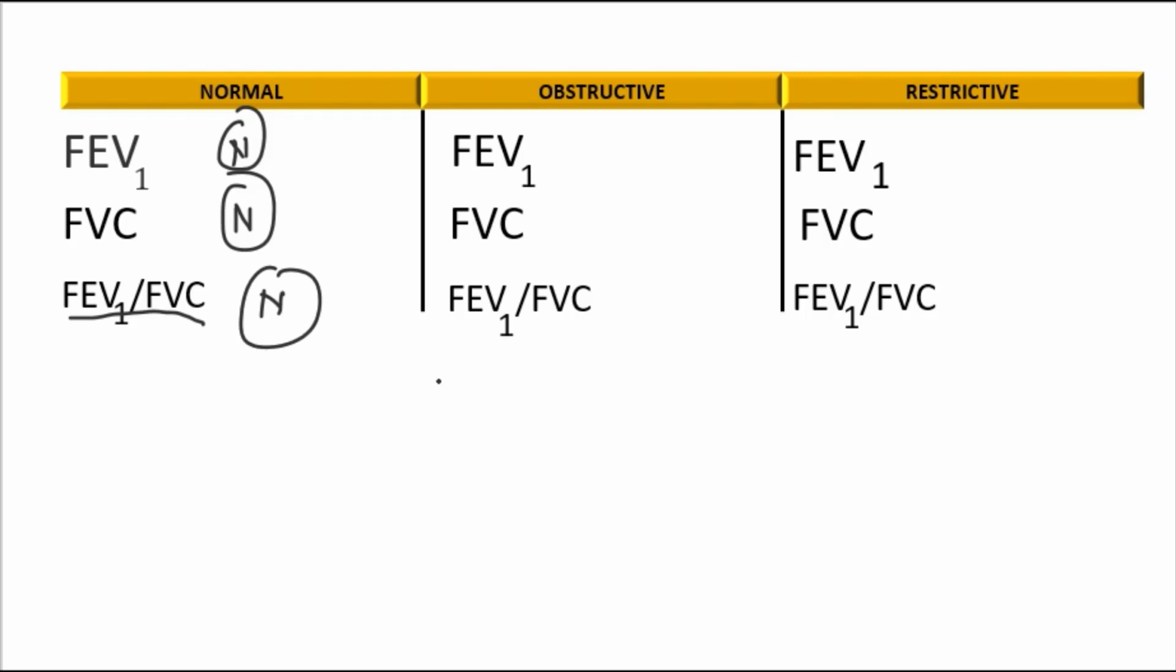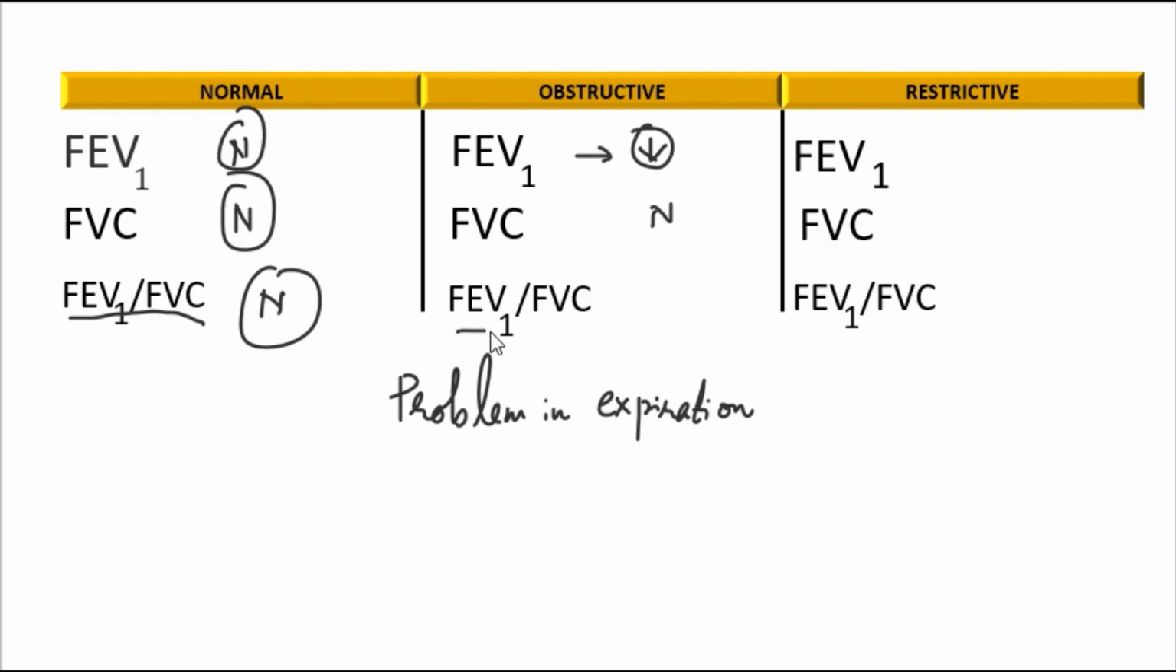In obstructive disorder, there is a problem in expiration. So FEV1 is decreased. Since there's a problem in expiration, FEV1 is decreased. FVC is basically normal, and the FEV1 upon FVC ratio would definitely decrease.